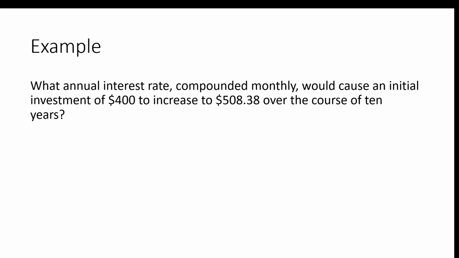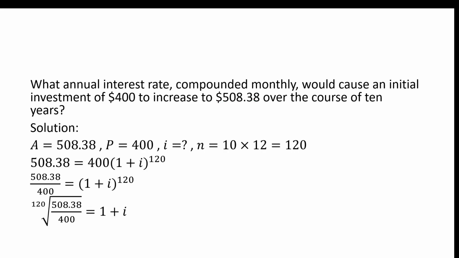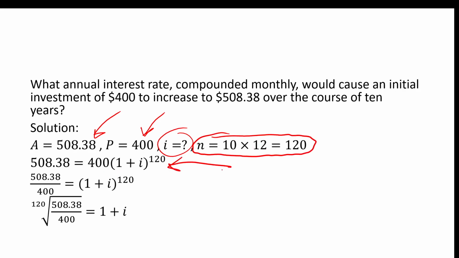Now imagine we wanted to know the annual interest rate compounded monthly that would cause an initial investment of $400 to increase to $508.38 over the course of 10 years. Well, we see in this case that our final amount, our future value, is 508.38. Our initial amount, our principal, is $400, and I is unknown. N was equal to 10 times 12 because it's 10 years and we're compounding monthly. So 10 times 12 is 120. So we can use our formula here.